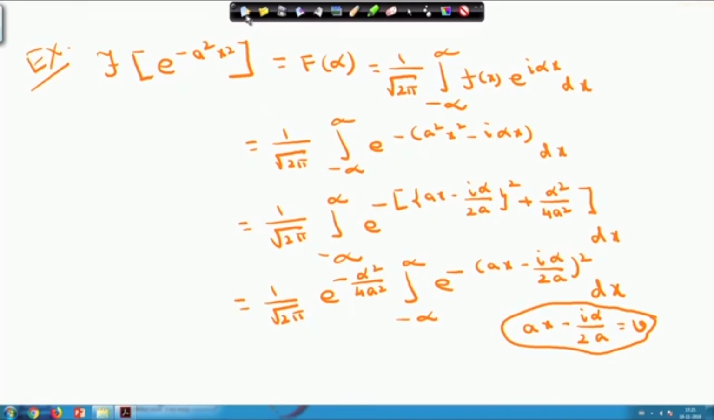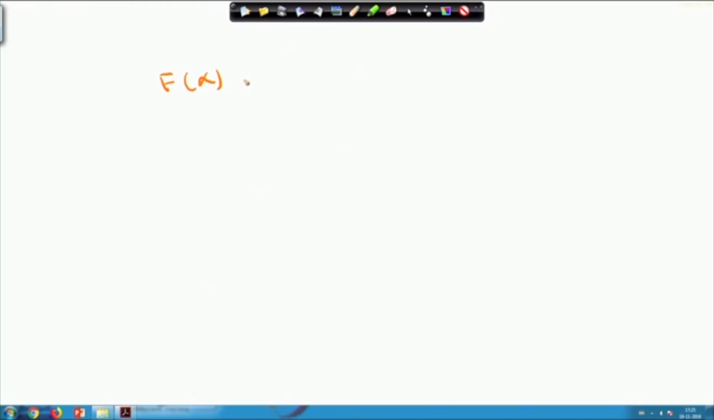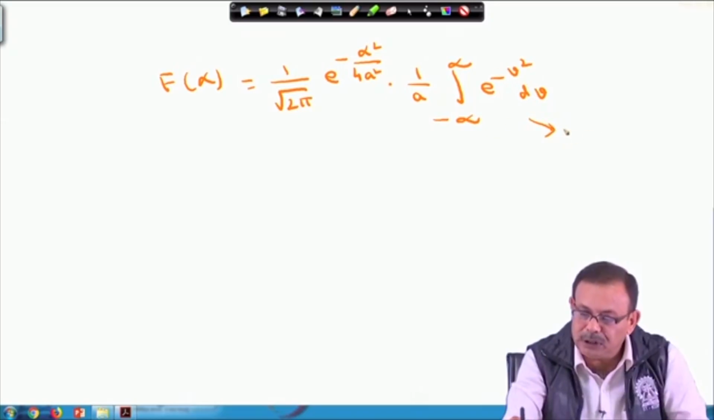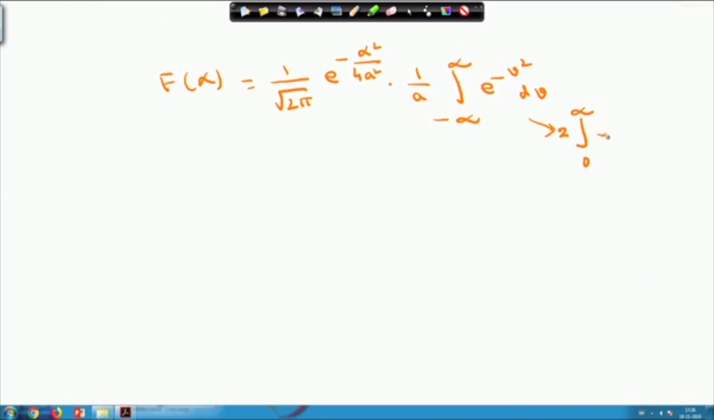So, I will write the Fourier transform F(α) equals 1/√(2π) e^(-α²/4a²) into 1/a, which will come outside, times the integral from -∞ to ∞ of e^(-v²) dv. Since e^(-x²) is an even function, very easily you can write this as 2 into the integral from 0 to ∞ of e^(-v²) dv.